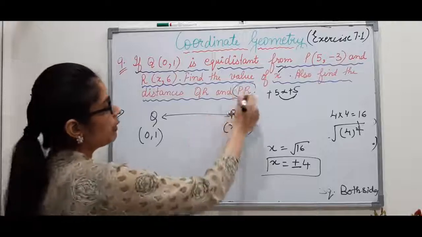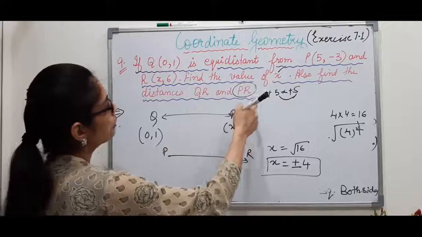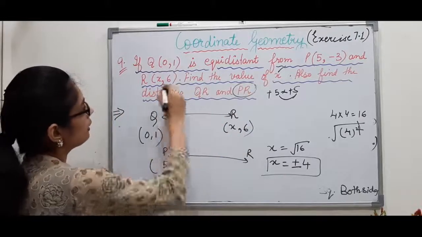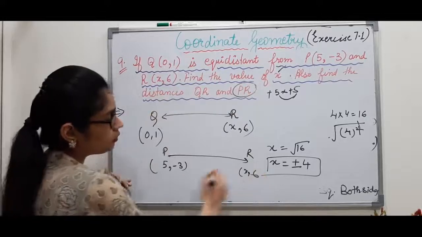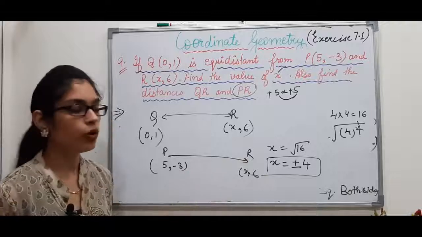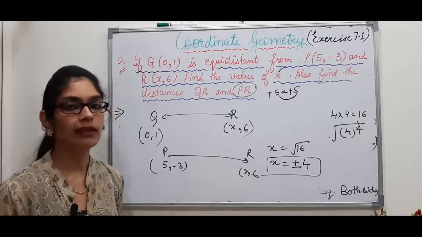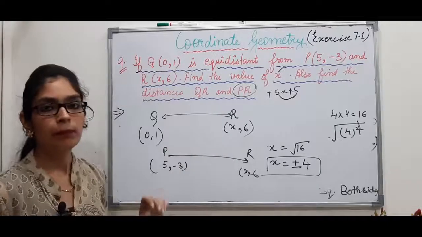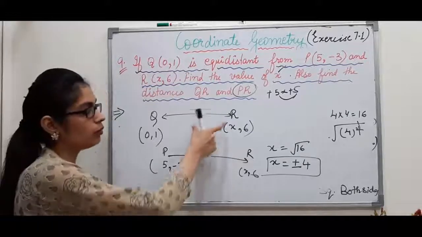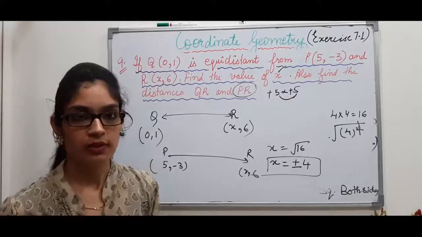Same way for PR, write the points P and R here. So P, it is 5 and minus 3, R, it is x and 6. So you can find the distance by applying the distance formula, and for x you have to put both the values, plus 4 also, minus 4 also. So it is the same as previously, where we were doing all the questions in which we find the distance between two given points. Now let's do the next and last question of this exercise.